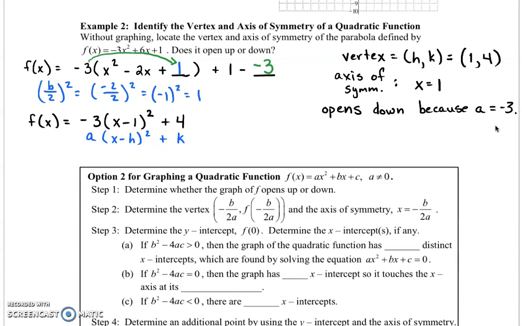So that's how we graph these using the completing the square and graph using transformations method, and how we can identify information about the function, like its vertex and its axis of symmetry that way. In the next video, we'll talk about the second method.